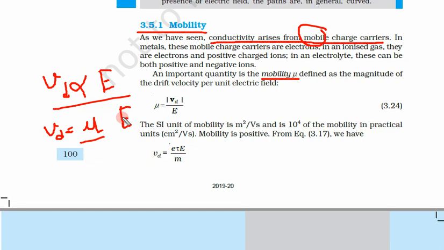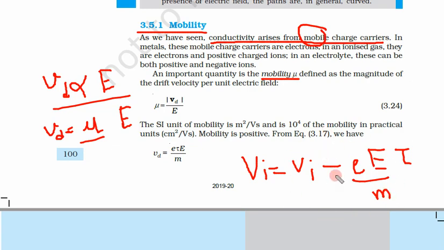So we had seen this capital Vi is equal to small vi minus E tau by m. This was the equation, and when we average this small vi, it was 0, and this Vi after averaging became Vd. So Vd is simply proportional to E. This equation comes from there, and Vd is equal to a proportionality constant, which is mu. Vd is equal to mu E.